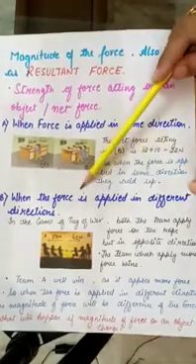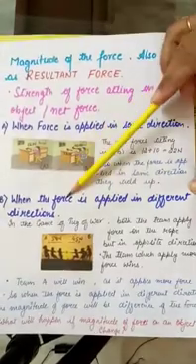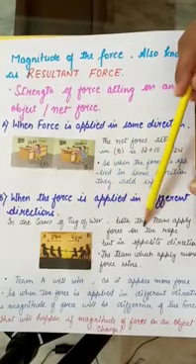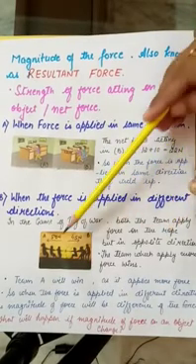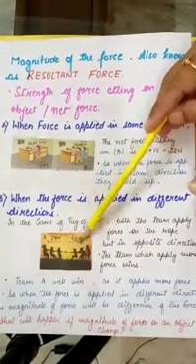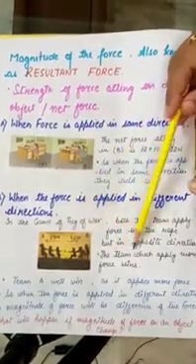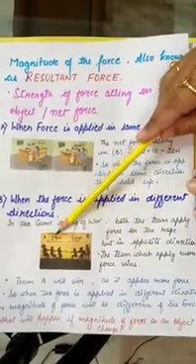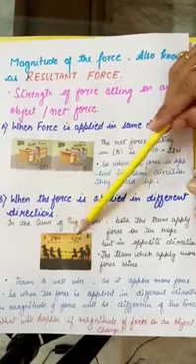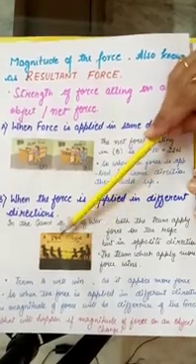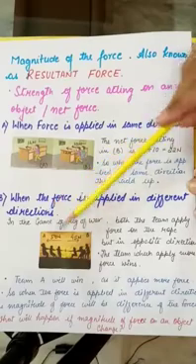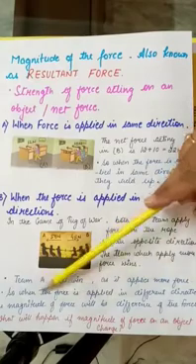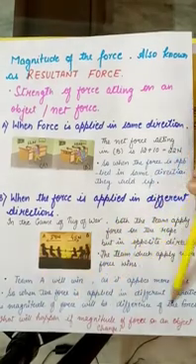What happens when the force is applied in different directions? Suppose in a game of tug of war, both the teams apply force on the rope but in opposite directions. Each of them wants to pull the rope towards themselves. The team which applies more force will win the match. Suppose team A applies 50 Newton of force and B applies 45 Newton. Team A will win because it applies more force. So, when the force is applied in different directions, the magnitude of the force will be the difference of the two forces.